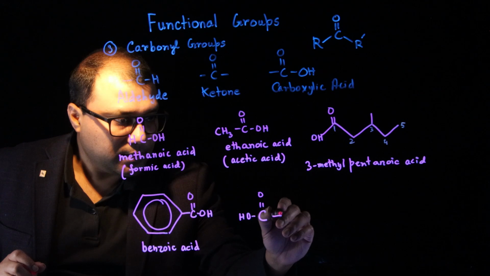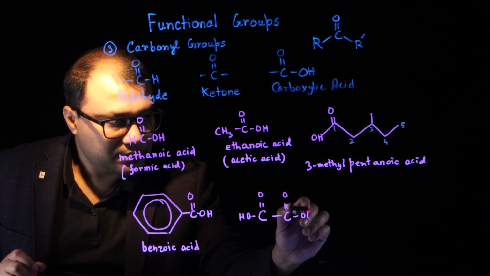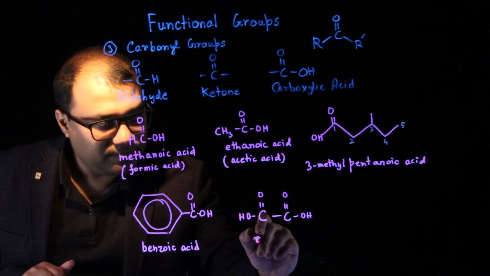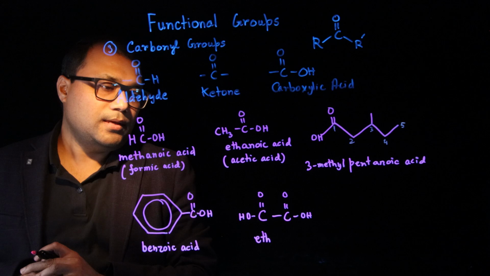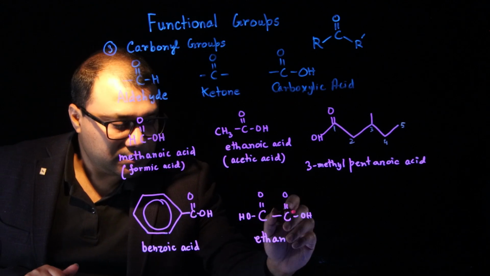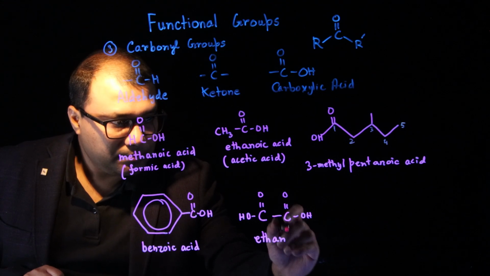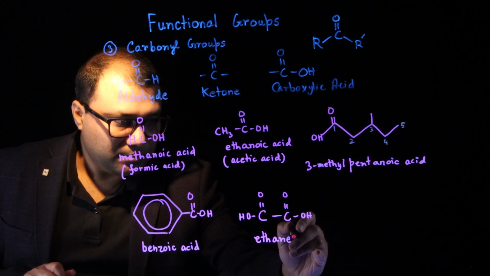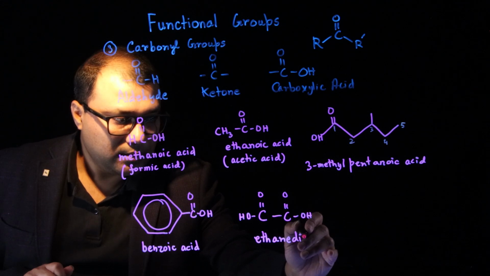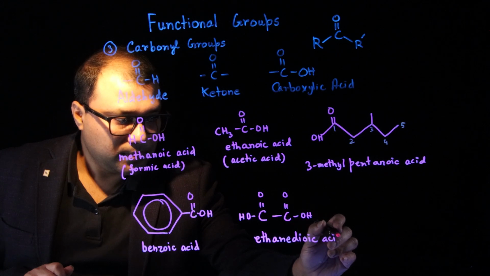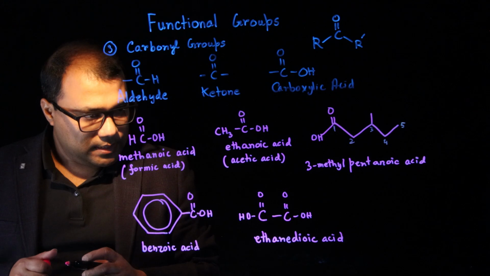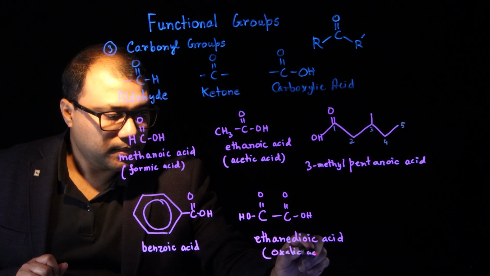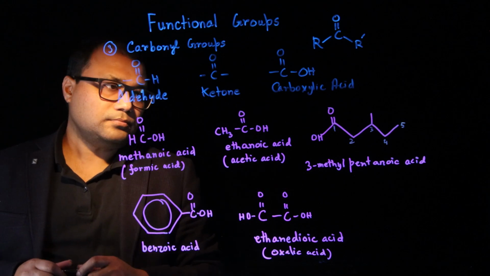COOH. And then we have another COOH. So two carbons, so the name must start with eth. Now, because this is ethane, we don't write the E, but there are two acid groups, right? So we then write the E, ethanedioic acid. Hopefully I got the rules correctly. Ethanedioic acid. The common name for this is oxalic acid.